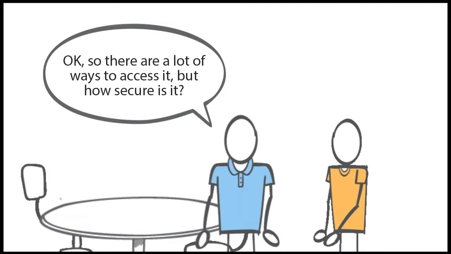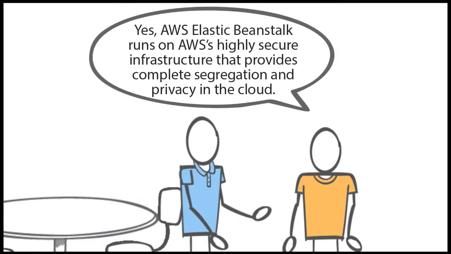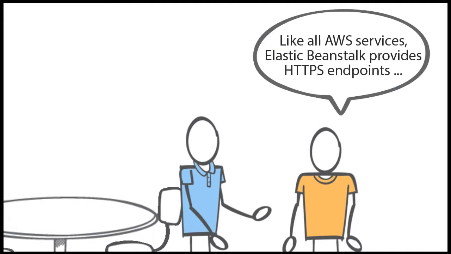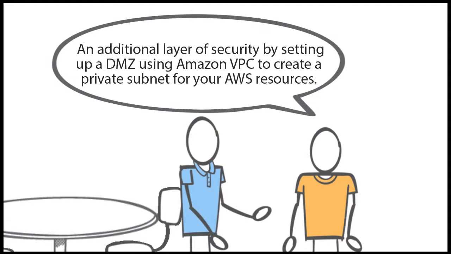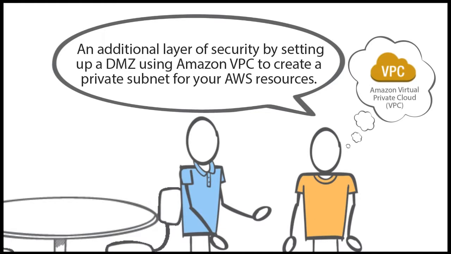But how secure is it? Yes, AWS Elastic Beanstalk runs on AWS's highly secure infrastructure that provides complete segregation and privacy in the cloud. Like all AWS services, Elastic Beanstalk provides HTTPS endpoints for encrypted network access and requires the use of cryptographic credentials in order to access or launch any required AWS resources. You can add an additional layer of security by setting up a DMZ using Amazon VPC to create a private subnet for your AWS resources.